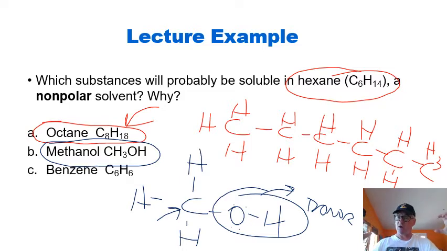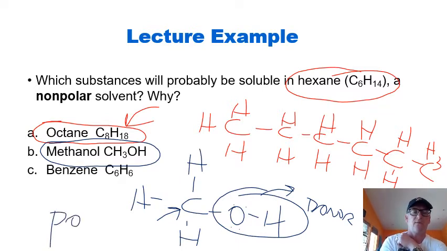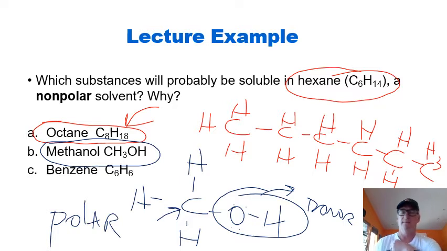So it doesn't have a long carbon tail that makes a lot of hydrophobic interactions. So actually methanol is a pretty polar molecule. Even though it's an alcohol, it's still a very polar molecule. So methanol is not miscible in hexane. It does not dissolve in it. It's just too polar.